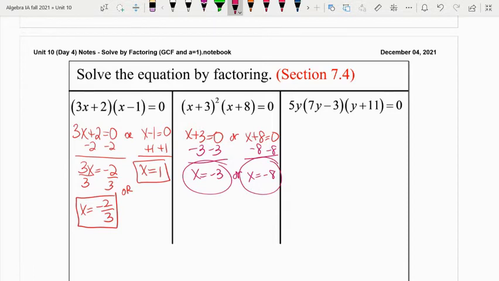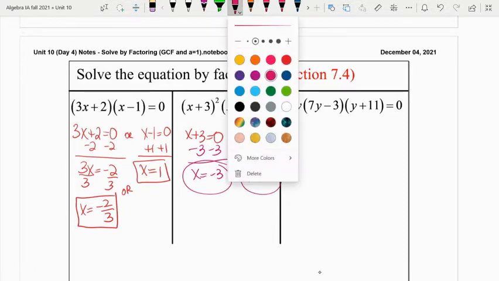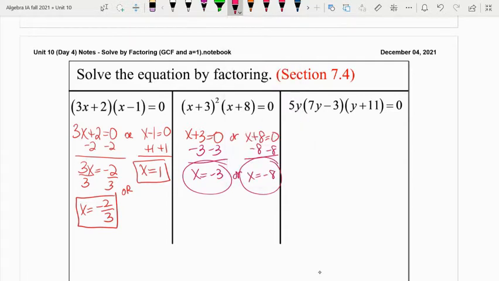The last one here has 3 terms. I'm going to change to a little bit bigger marker. Now I can say 5y equals 0, or 7y minus 3 equals 0, or y plus 11 equals 0. So the first one I divide by 5. So one solution is y equals 0.